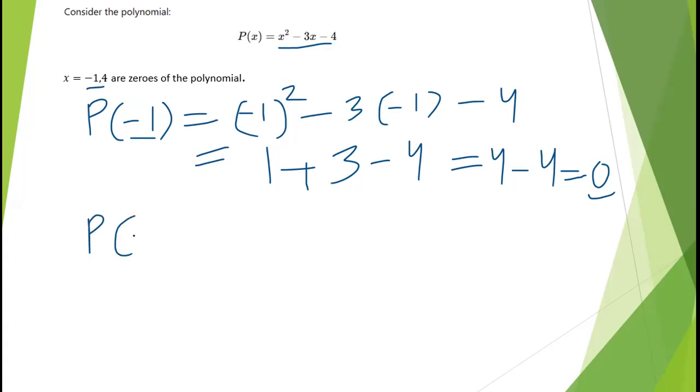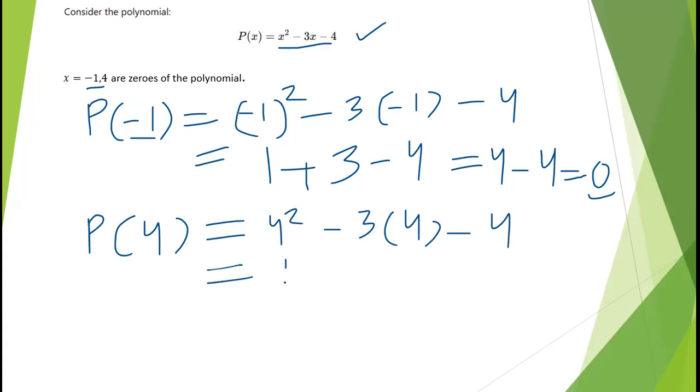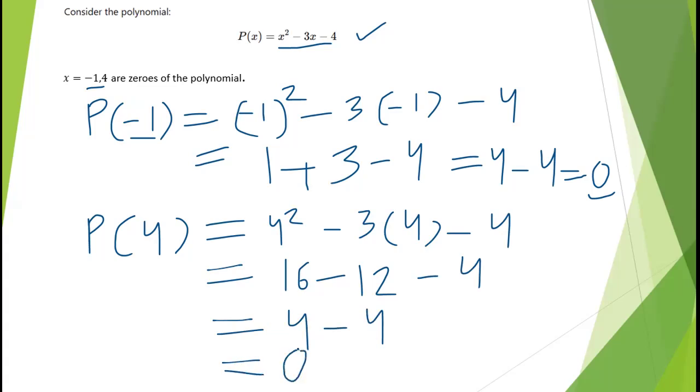So let's put x equal to 4. I am putting x equal to 4 again in this polynomial to check whether it is a 0 of this polynomial or not. So we will get 4 square minus 3 into 4 minus 4. So this will give us 16 minus 12 minus 4. This is equal to 4 minus 4 equal to 0. So here we can see again on putting x equal to 4, we have got the value of the polynomial as equal to 0. So we can say x equal to 4 is also a 0 of this polynomial.